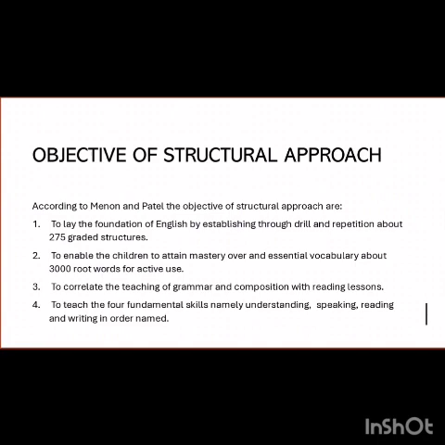According to Menon and Patel, here are some main objectives of the structural approach. First is to lay the foundation of English by establishing, through drill and repetition, about 275 graded structures. Like a sentence has a different structure, a sentence is arranged with different structures through drill and repetition also. Then next, to enable the children to attain mastery over the essential vocabulary, about 3000 root words for active use.